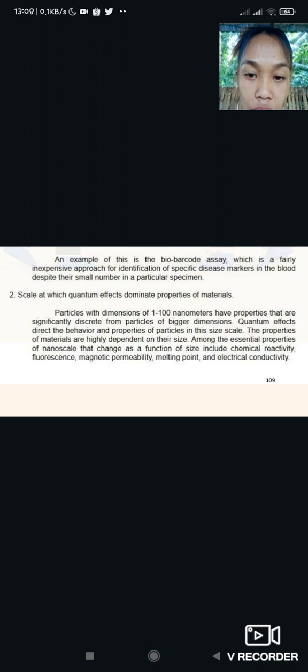Second, the scale at which quantum effects dominate properties of materials. Particles with a dimension of 1 to 100 nanometers have properties that are significantly different from particles of bigger dimensions. Quantum effects direct the behavior and properties of particles in this size scale. The properties of materials are highly dependent on their size.